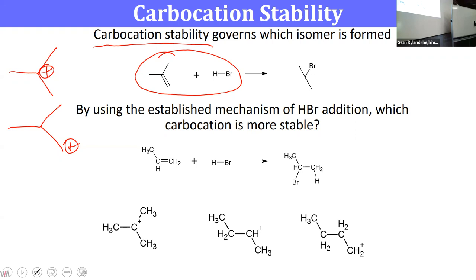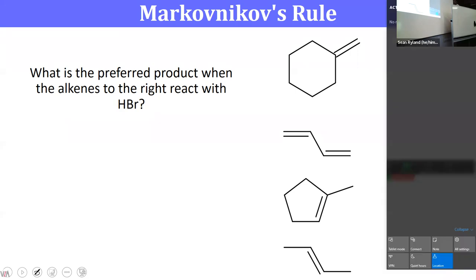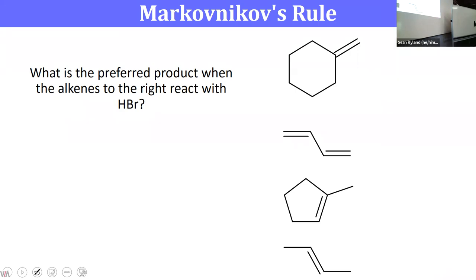And this is actually a much more specific rule than when we were talking about elimination reactions, Zaitsev versus Hoffman. We said that was like a 70-30 ratio. You were going to get both options, right, in measurable amounts. That's not the case here. Because of the rules of carbocation stability, tertiary is so much more stable than secondary, which is so much more stable than primary, you essentially don't get any of the opposite isomers. And that is Markovnikov's rule.